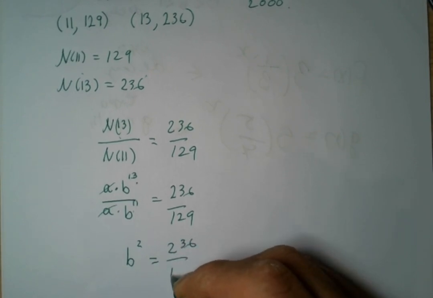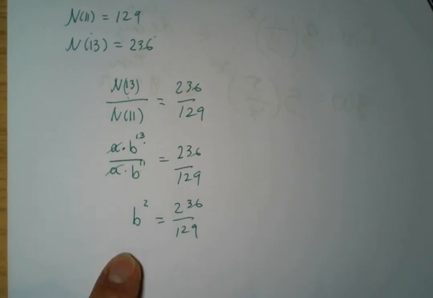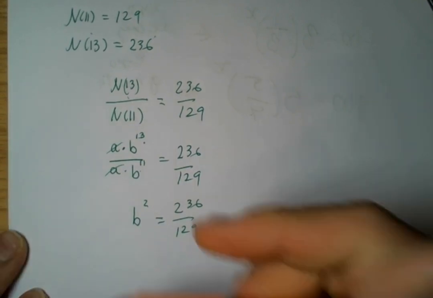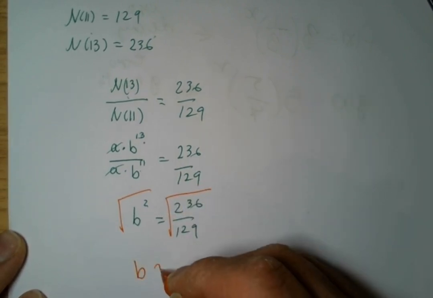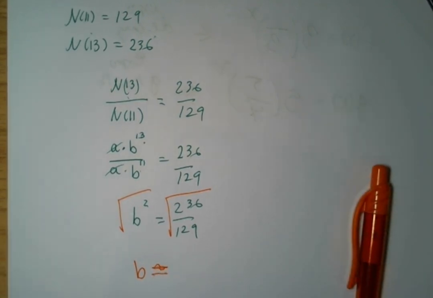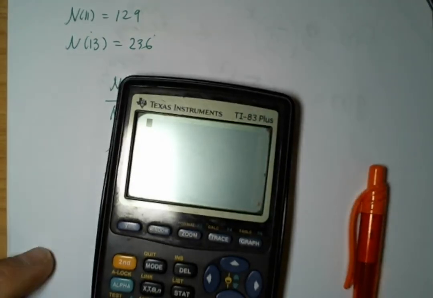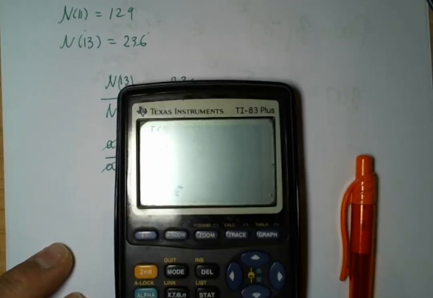Now we're cooking. Now we can solve for b rather easily. It's b squared, so I can just take the square root of both sides. And then I'll get b to be, I'm going to have to round. I believe those are not perfect squares. So I'm going to take my calculator and put in the square root of 236 divided by 129.